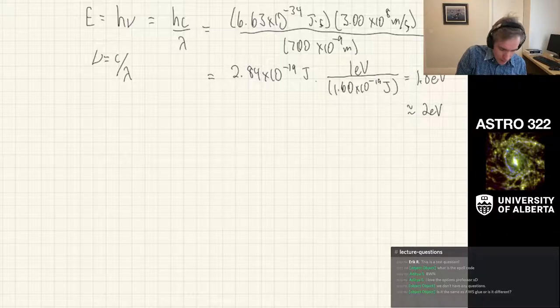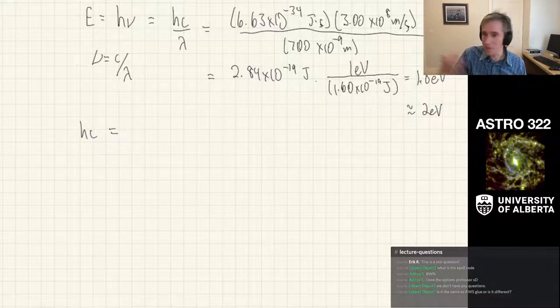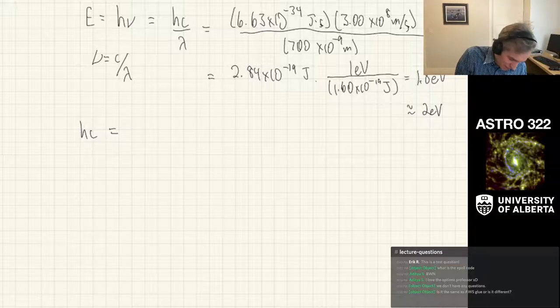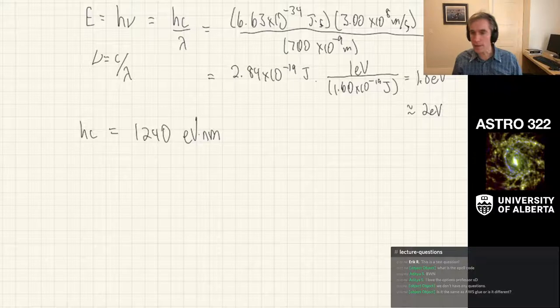It's worth noting that this bundle of constants, hc, this isn't one of your numbers, but I often use that hc is equal to 1240 eV·nanometers, which is really useful in the optical part of the spectrum.